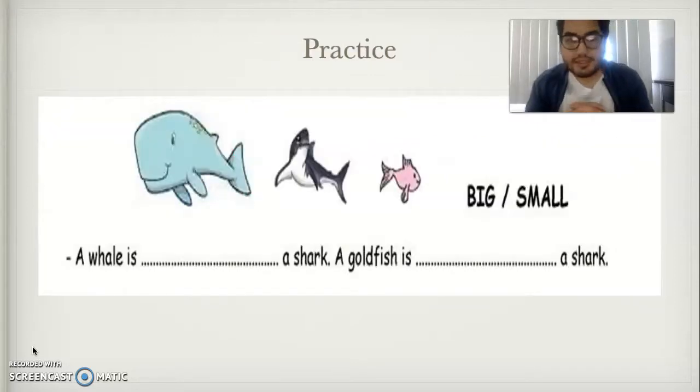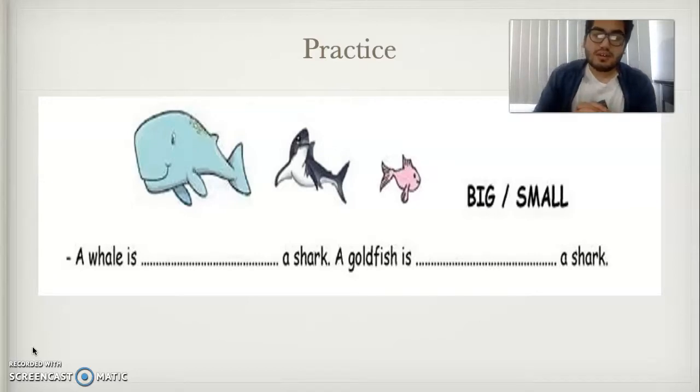Now let's practice. It says, a whale is big, small. A whale is ... than a shark. So what do you think? Is it big or is it small? Yeah, that's right. It's bigger than a shark. And a goldfish is smaller than a shark. Very good.